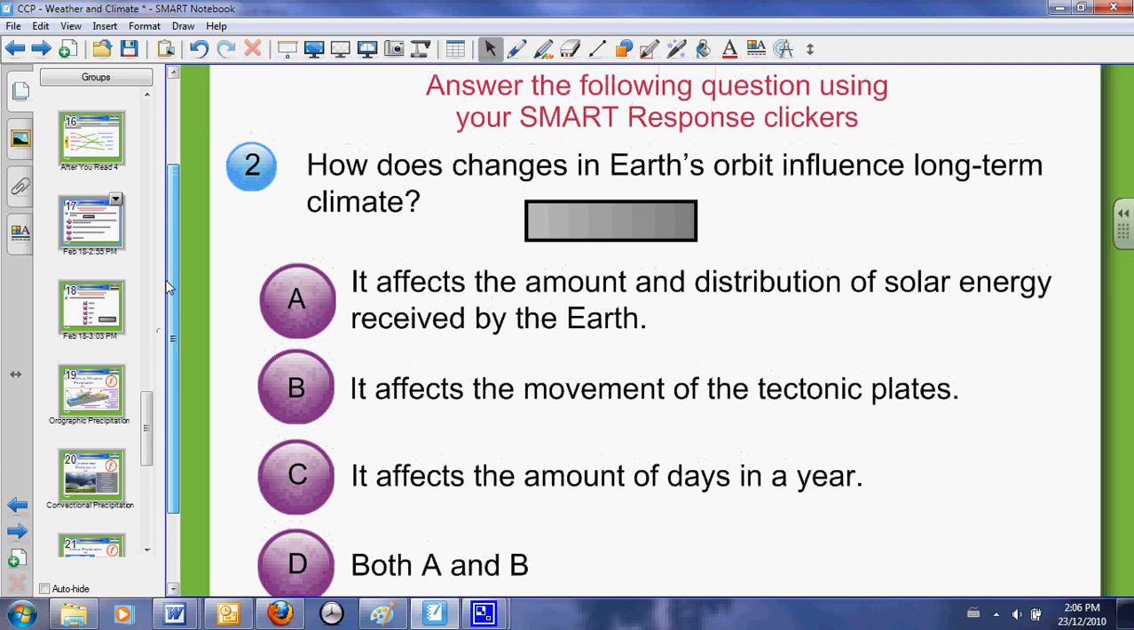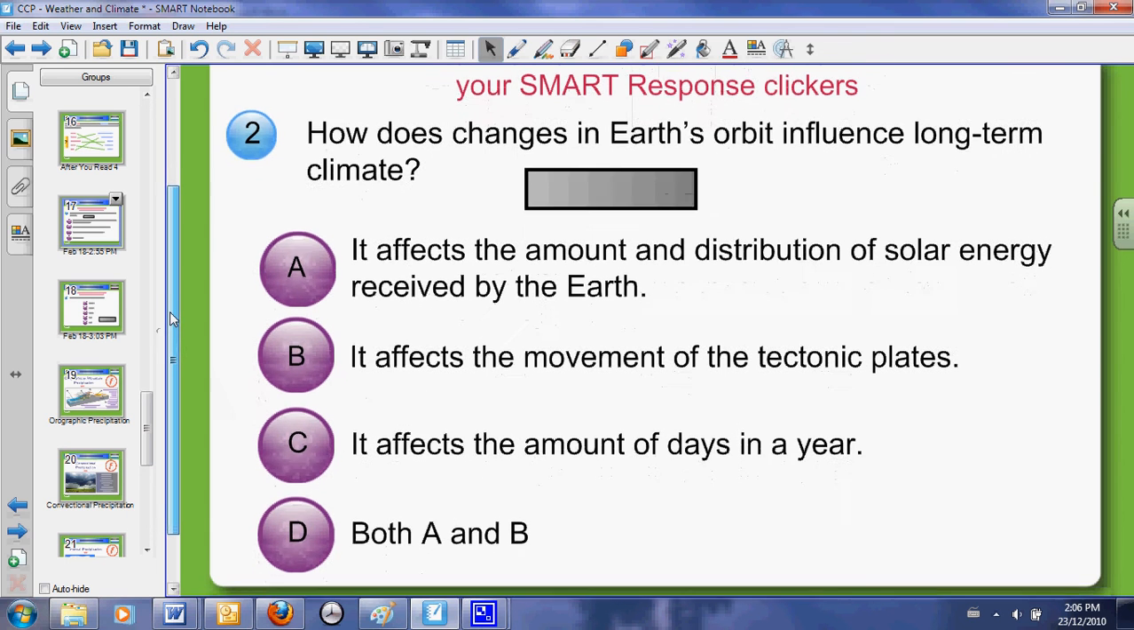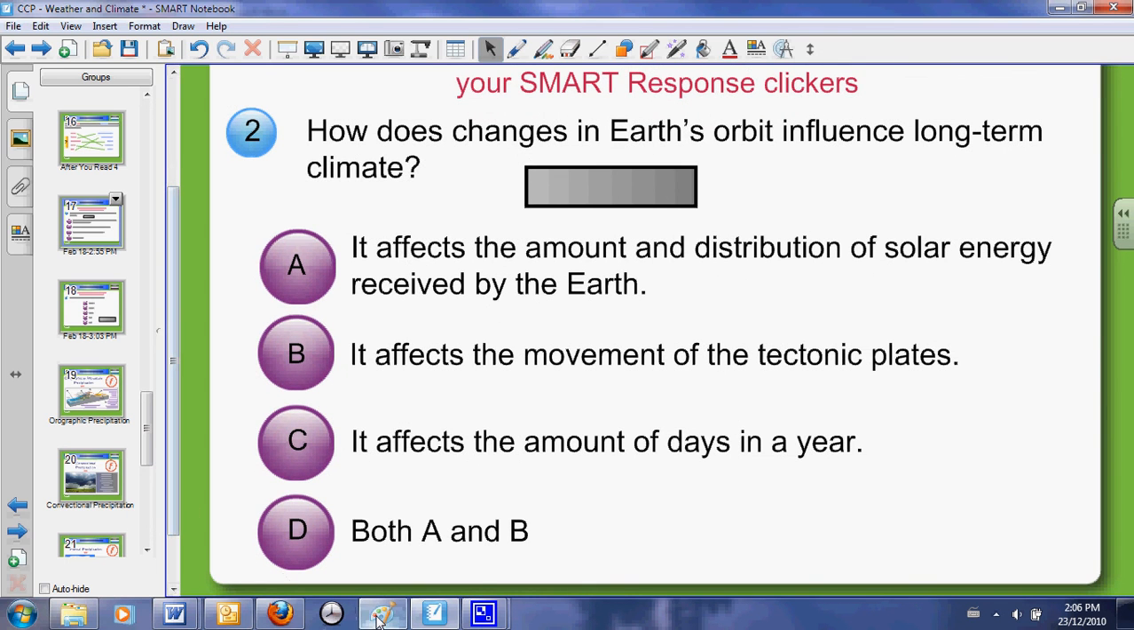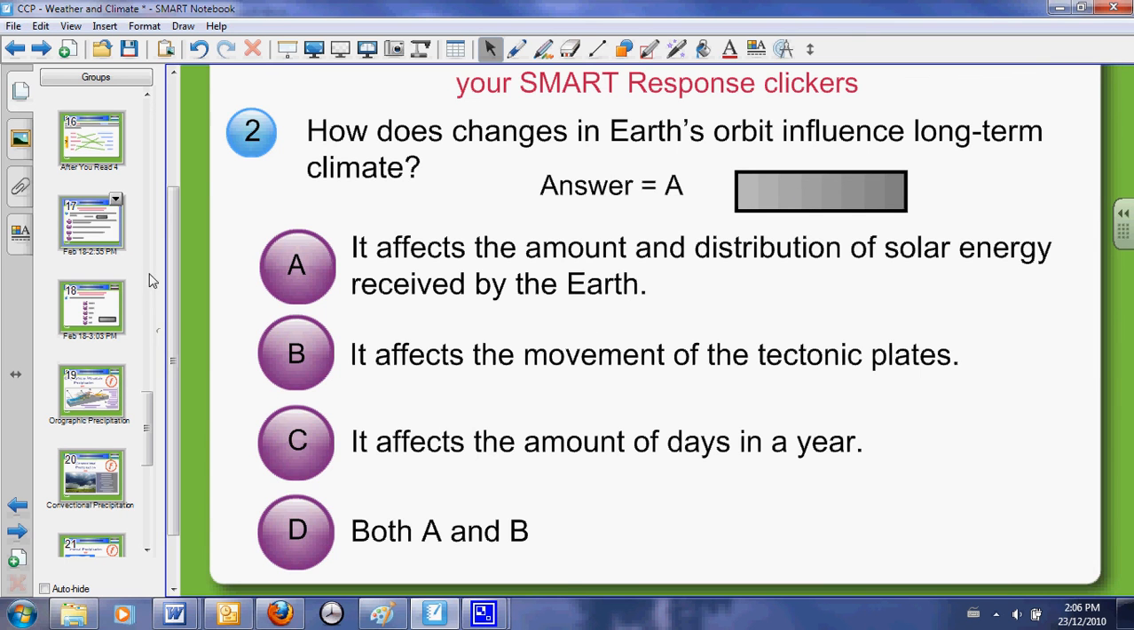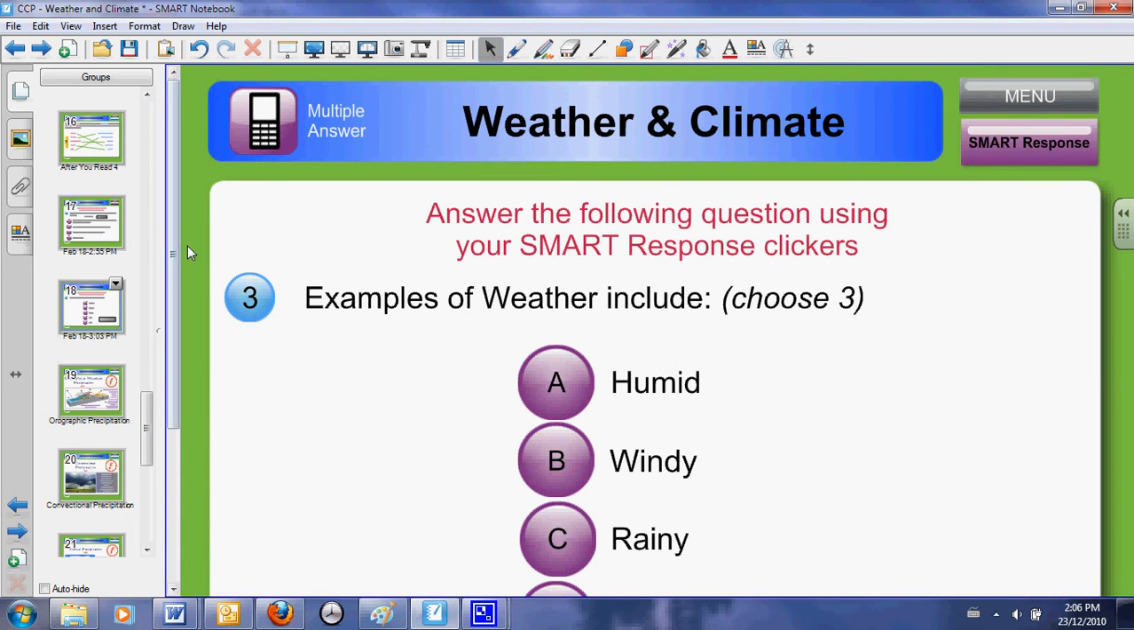Now for this one, we don't have the smart response clickers, but I do have the answer covered up. So please take a look at the question and answer to the best of your ability. Same thing with this one.